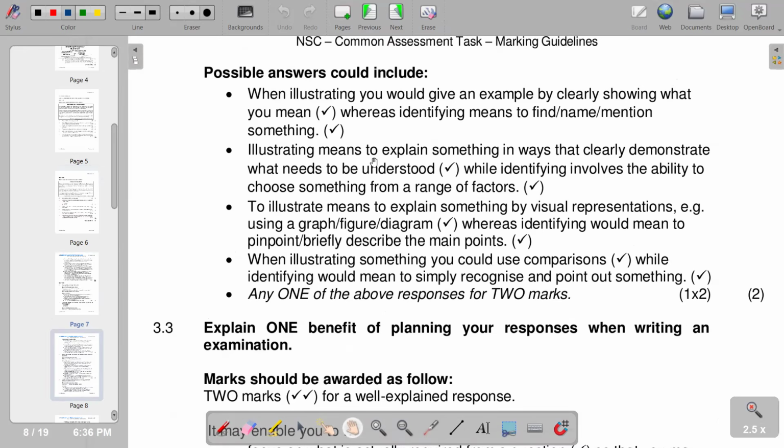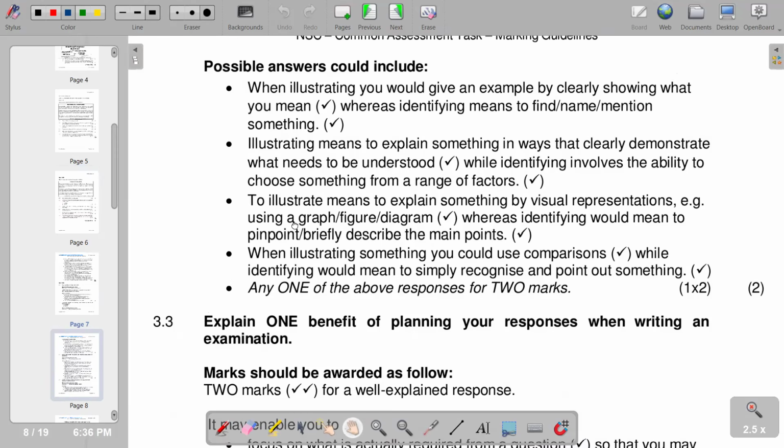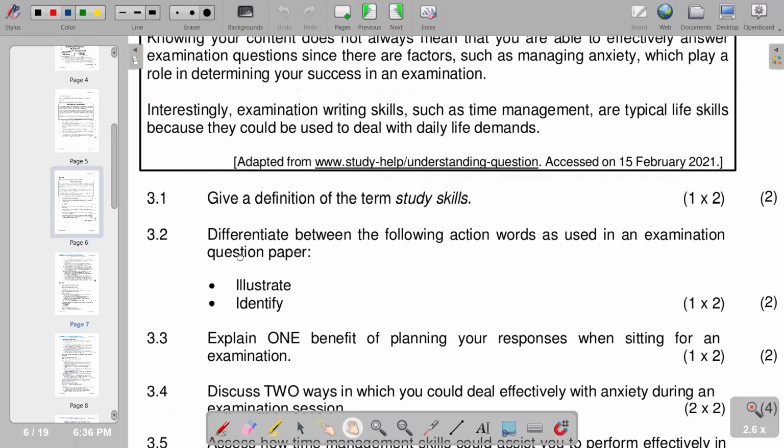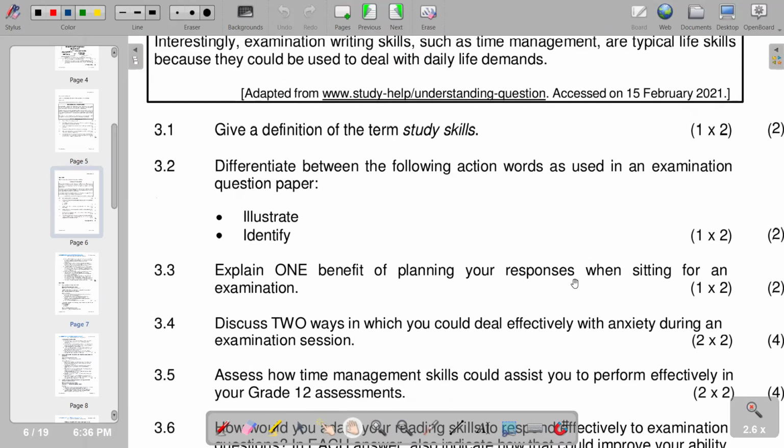And also illustrating means to explain something in ways that clearly demonstrate what needs to be understood, while identifying involves the ability to choose something from a range of factors. So these are some of the possible answers that you can have. Then the next part of our question reads, explain one benefit of planning your responses when writing an examination. So this is our 3.3, which is explain one benefit of planning your responses when sitting for an examination.